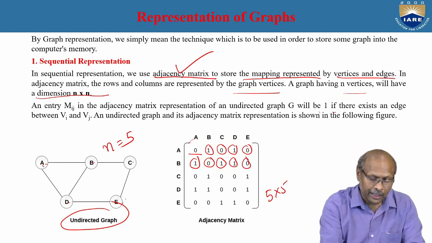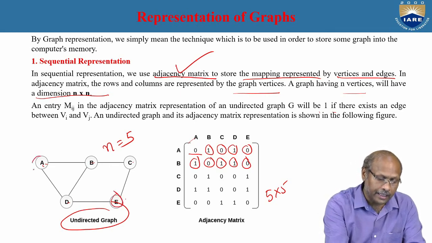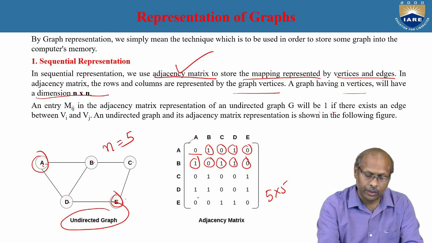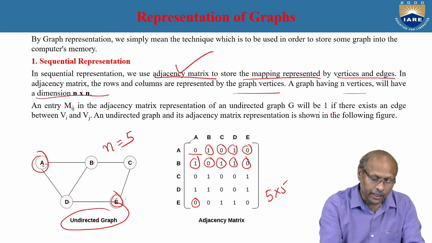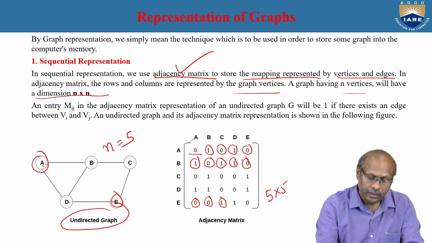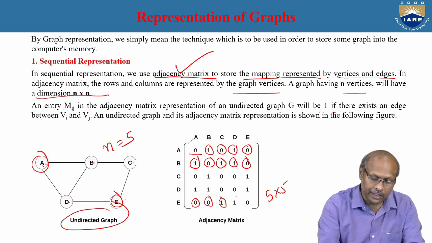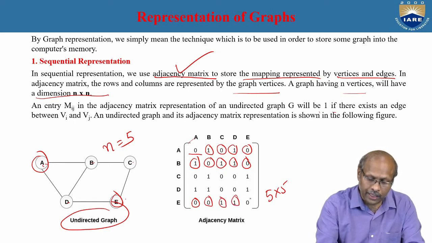If you see, for example, E to A is not there. E is here, A is here, so there is no direct connectivity. So write 0. When there is no direct connectivity, write 0. Similarly E to B also there is no direct connectivity, so write 0. E to C there is a connectivity, so write 1. E to D connectivity exists, write 1. E to E there is no direct connectivity, so write 0.